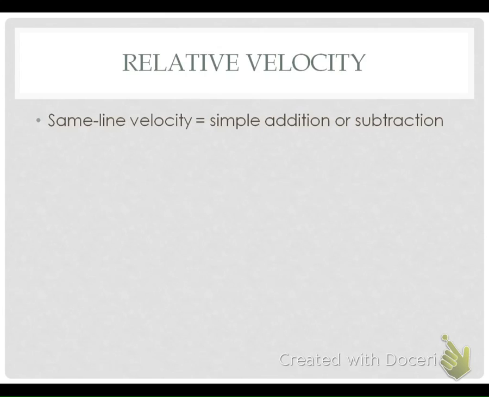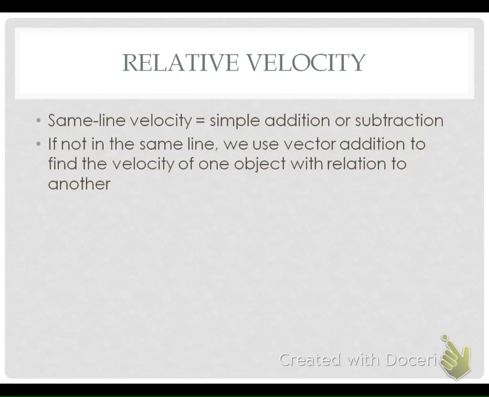Okay, that's called same line velocity. The examples with the train and the car drivers are both examples of same line velocity. They're traveling in the same path. They're not coming from different angles. They're traveling in the same line. They could be going in the same direction or opposite directions, but they're in the same path.